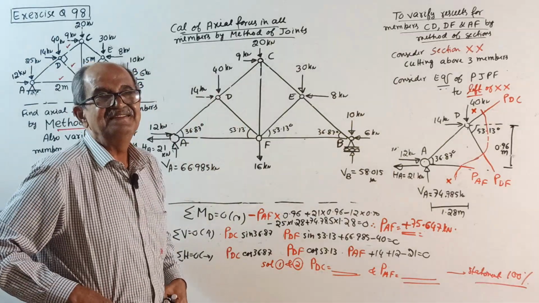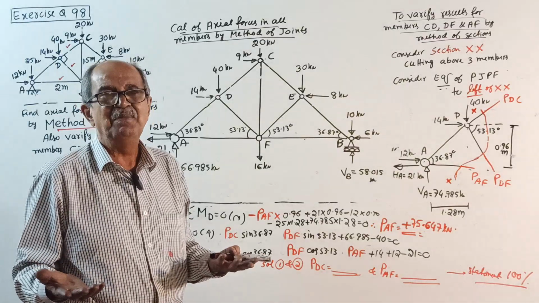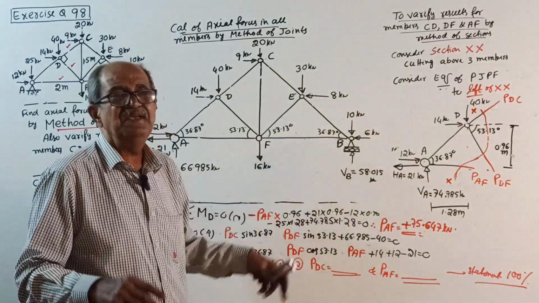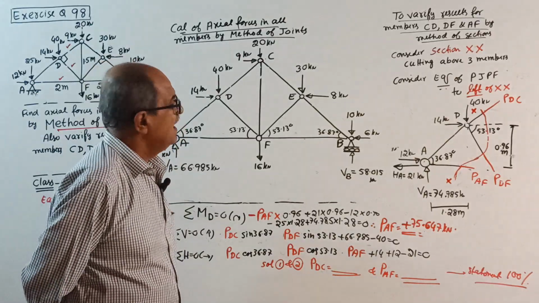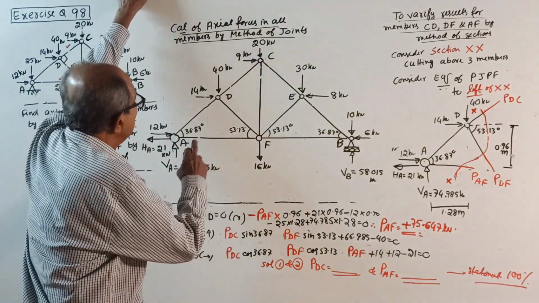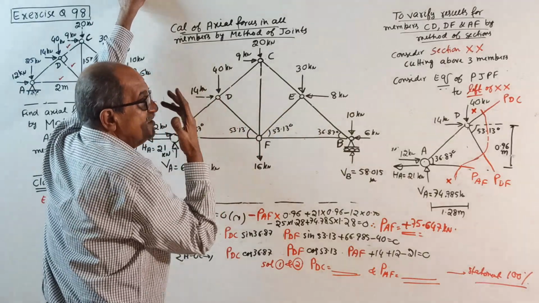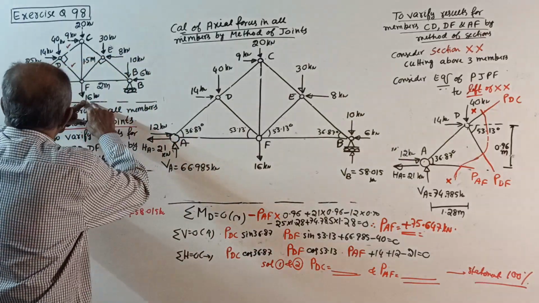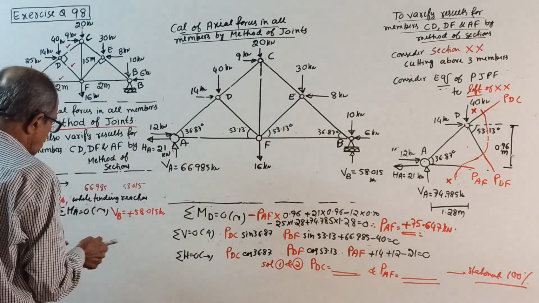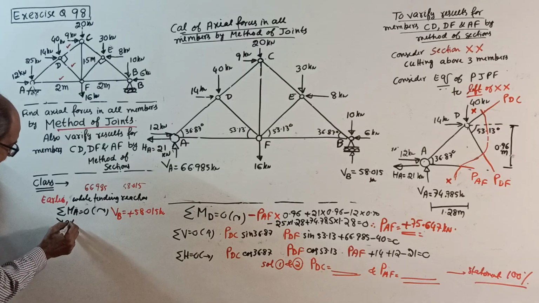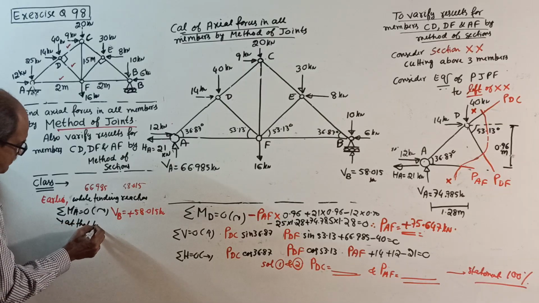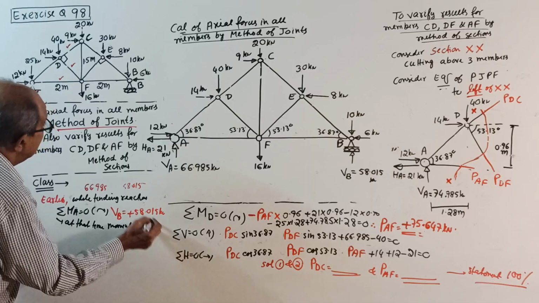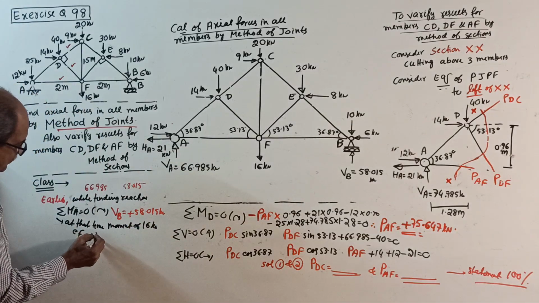I will count it. I told you, a mistake can happen to anybody. This is actually the only mistake. A technical mistake is ruled out. Even though I checked the equilibrium 4-5 times, whatever I tried, I was not getting the answer. It never happened so far. When I took moment about A, the 16 was not considered. So remember, the moment of the 16 kilonewton load at F was not considered.